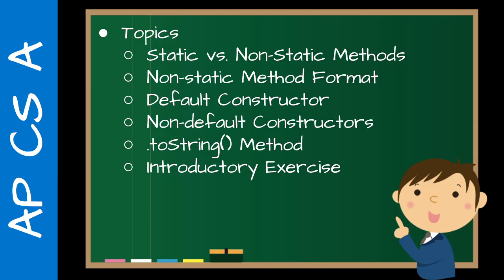So we're going to look at static versus non-static methods. Just a quick explanation of that: there is a difference. There are different types of methods. I will get more into that later. In this case, we're looking at non-static methods. So these are methods that, as you'll see, are attached to objects. Talk about the default constructor, which we've actually been using. We just didn't really explain that we were using it. Talk about how to do non-default constructors, the toString method, which is kind of important, and a little quick introductory exercise.